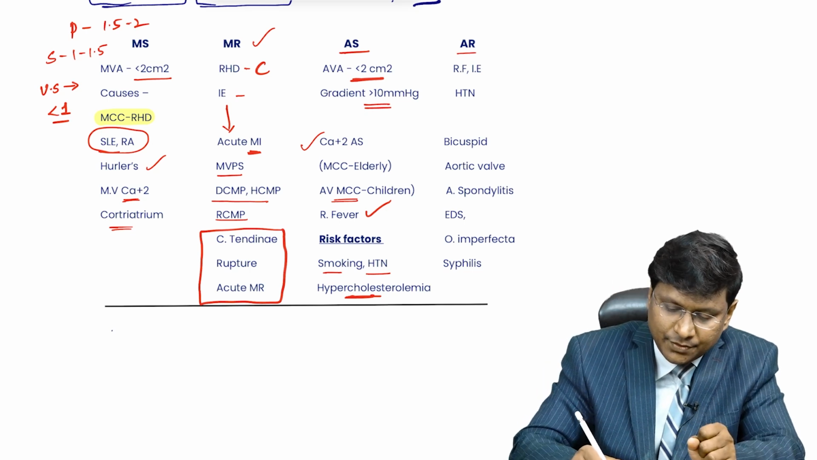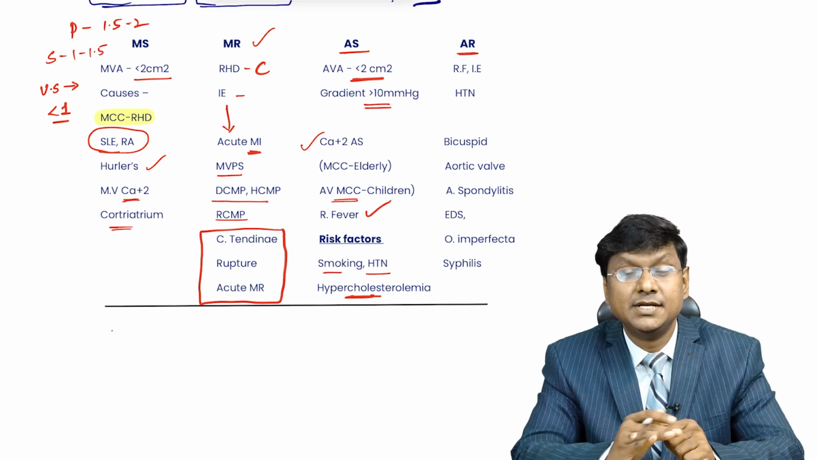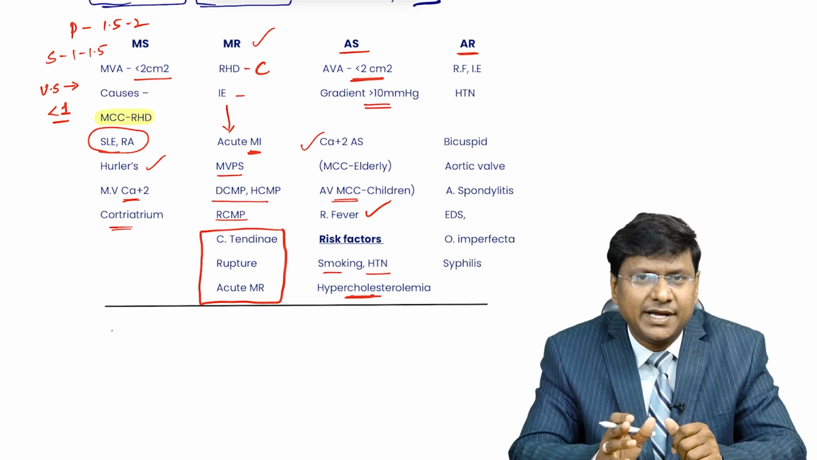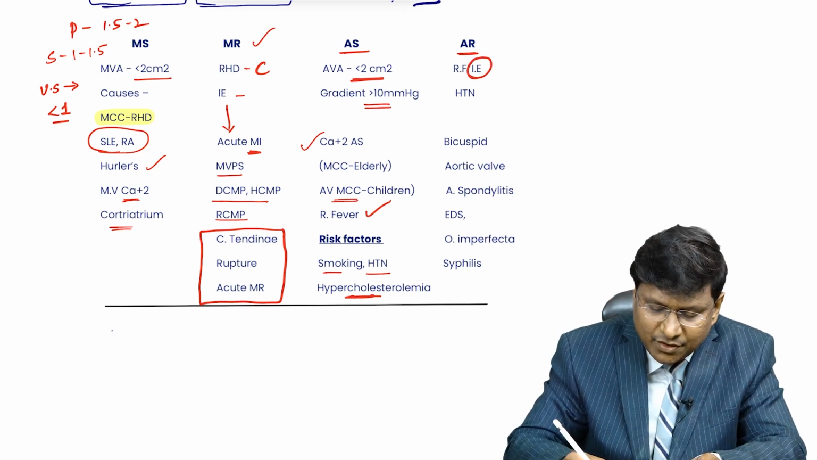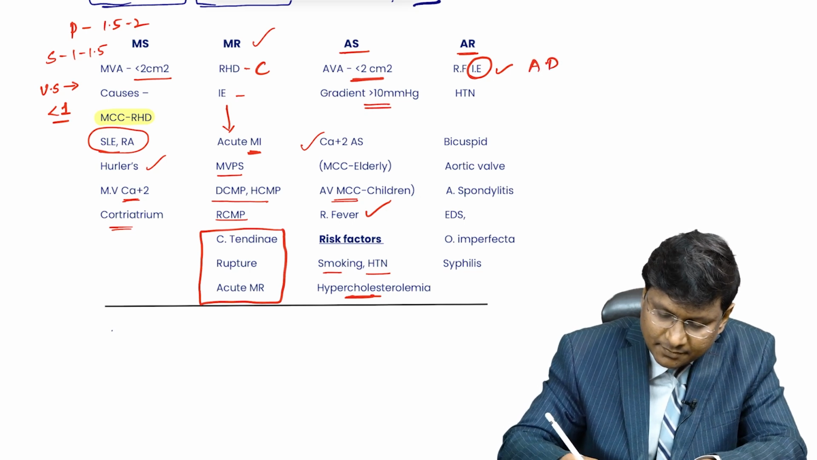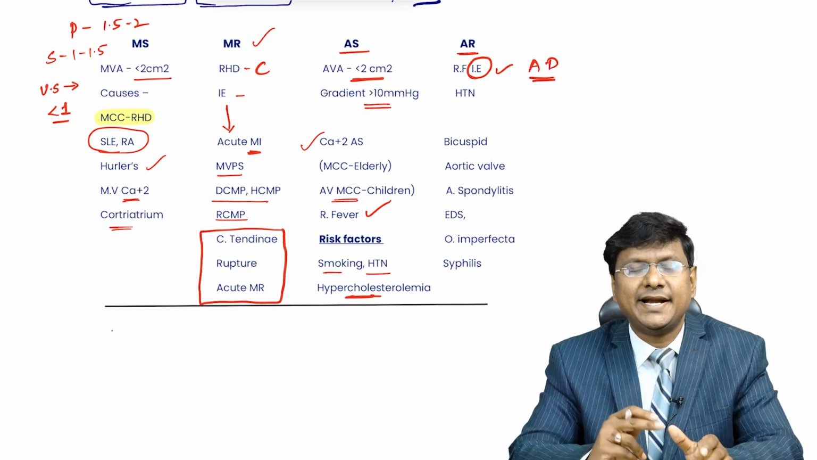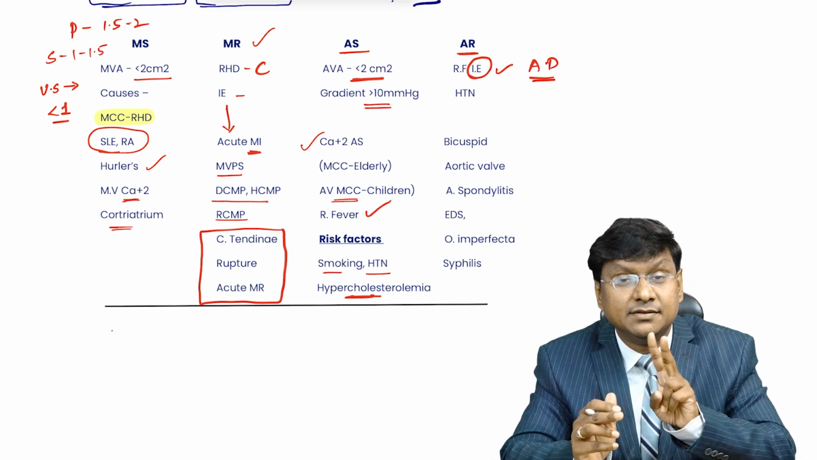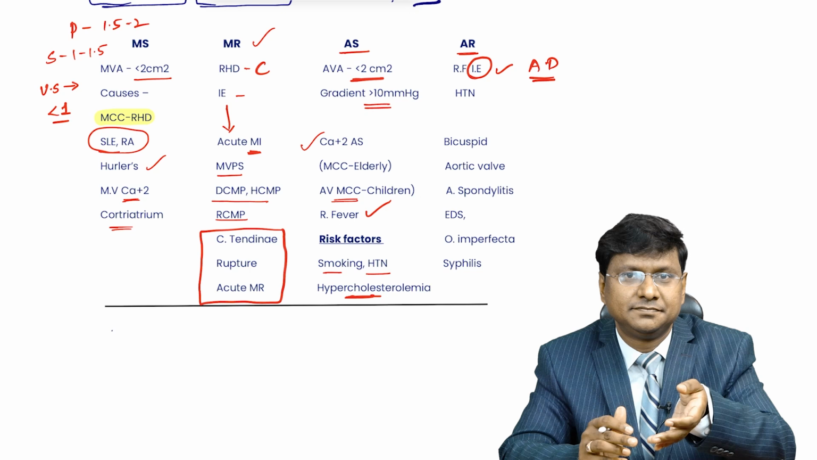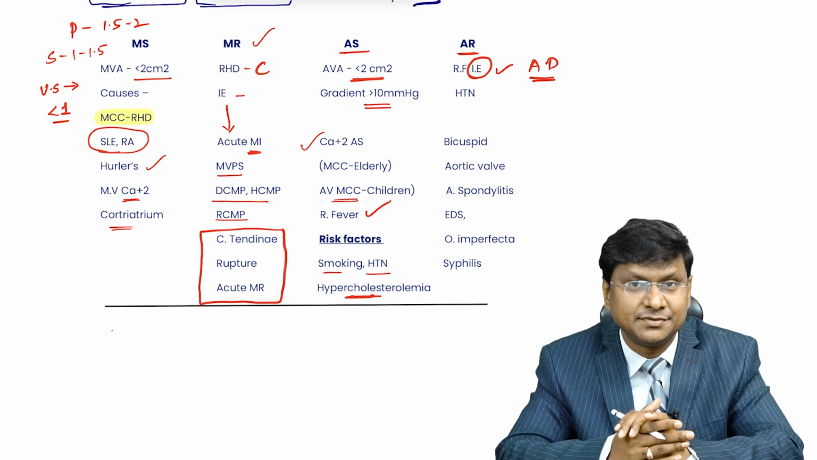Whereas you take the aortic regurgitation. Aortic regurgitation, again, we have two forms, acute AR and chronic AR. And infective endocarditis and as well as the aortic dissection, right? These two can make the individual develop the acute AR, infective endocarditis and aortic dissection.